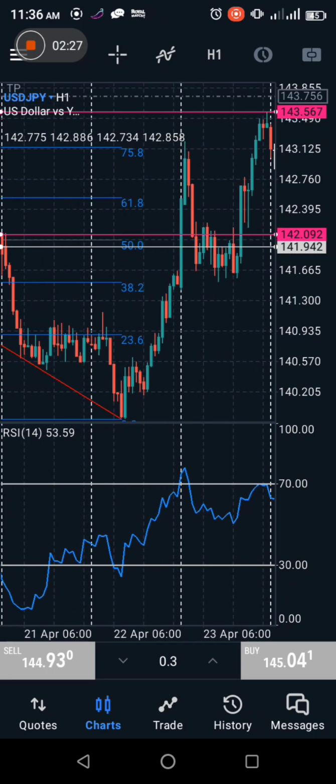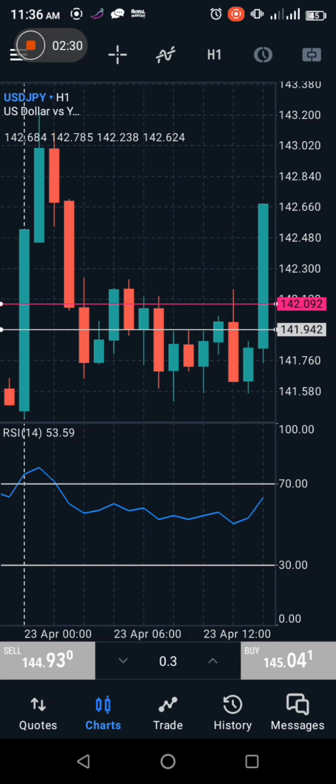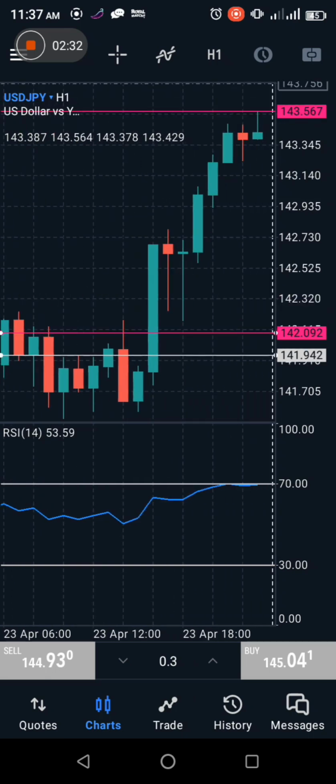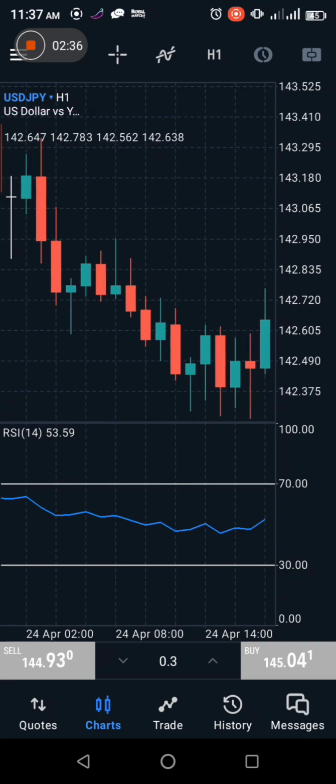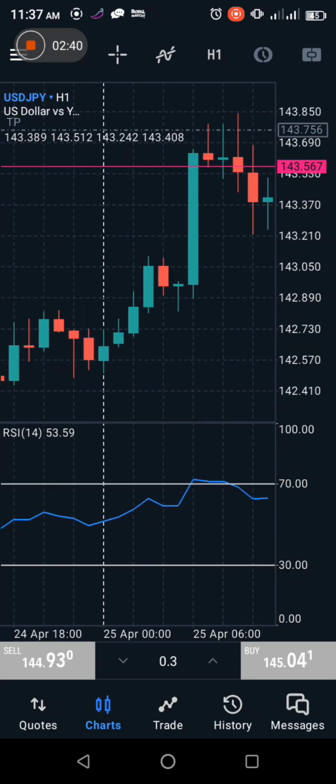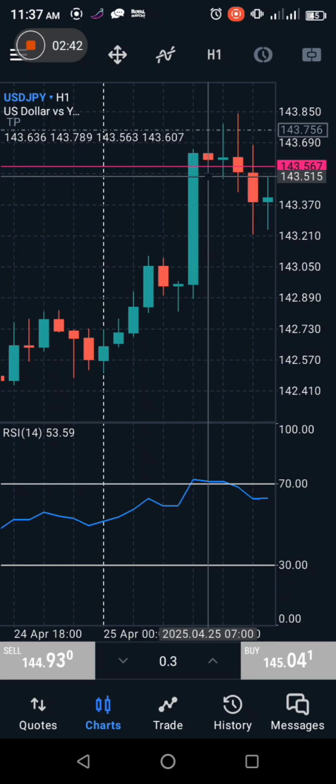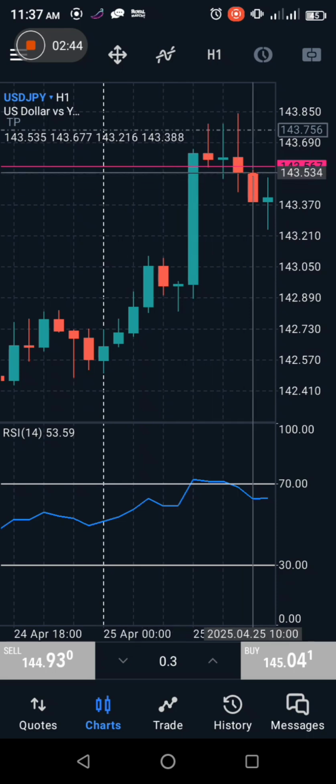You can see this structure now clearly. So we marked it out. We want the market to break it so that we can wait for a pullback and go in for a buy. Now you can see the structure was broken. This is a type of break of structure.